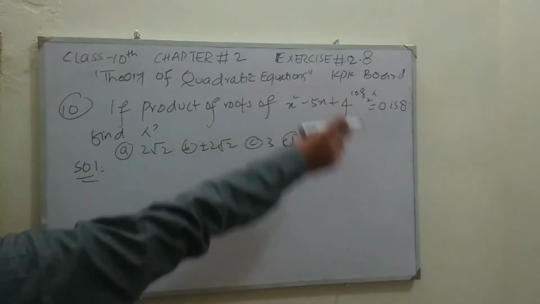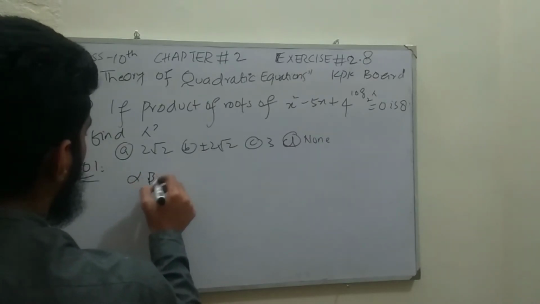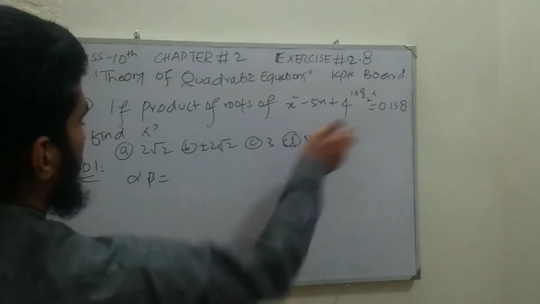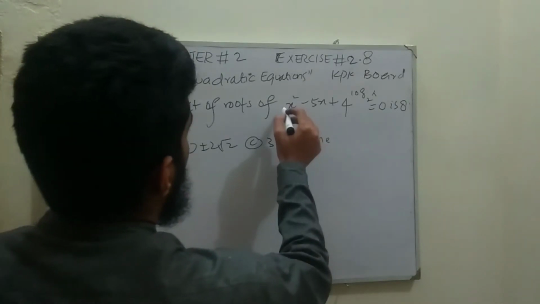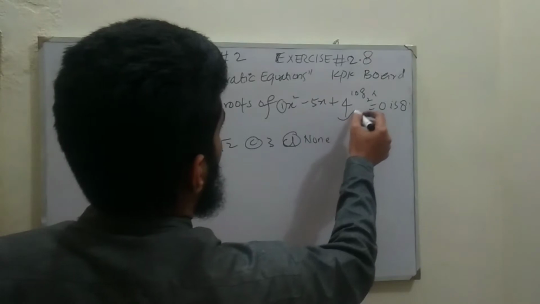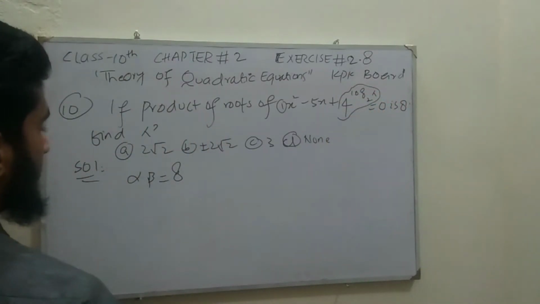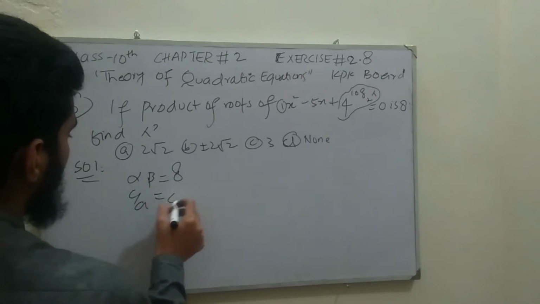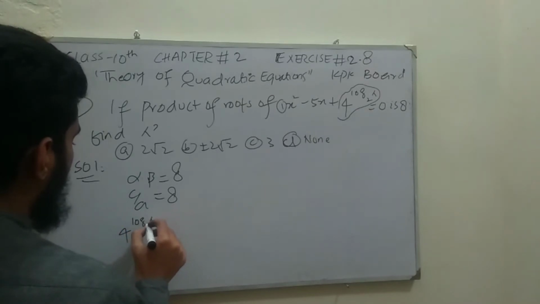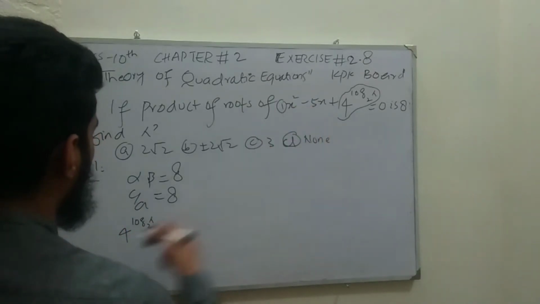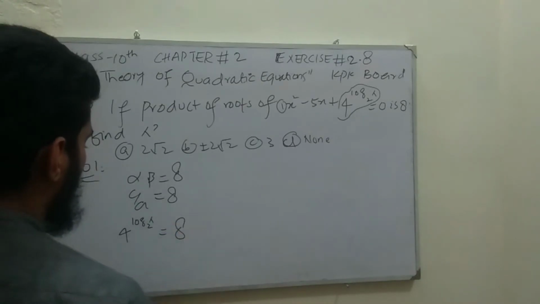The product of the roots of a quadratic equation is given. Let the roots be alpha and beta. The product of roots is equal to 8. A is 1 and C is 4 power log of lambda to the base 2. So using C over A is equal to 8, C is 4 power log of lambda to the base 2 divided by A, which is 1, is equal to 8.